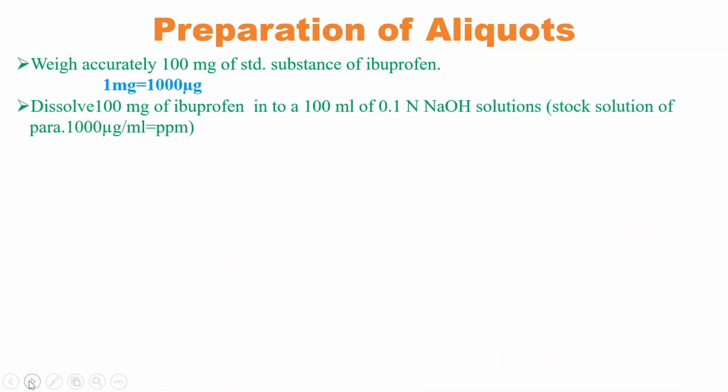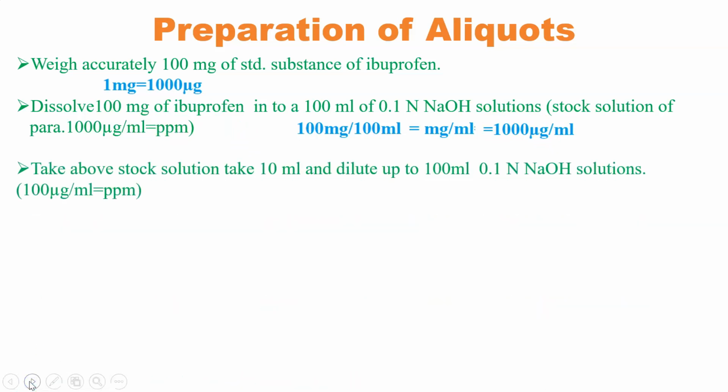So similarly, like paracetamol, dissolve 100 milligram of ibuprofen in 100 ml of 0.1 normal NaOH solution. So now it becomes 1000 microgram per ml or 1000 ppm solution. By calculation we have seen that 100 milligram dissolved in 100 ml becomes 1 milligram per ml, as the 100 will cancel the 100. And now if we convert into microgram per ml, it becomes 1000 microgram per ml. It means 1000 ppm solution.